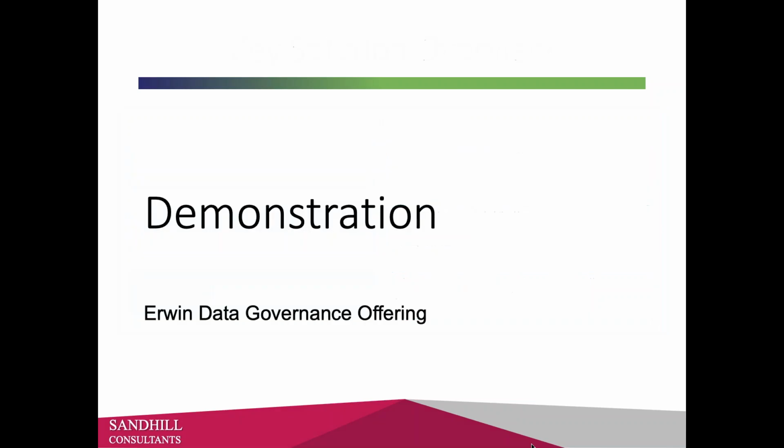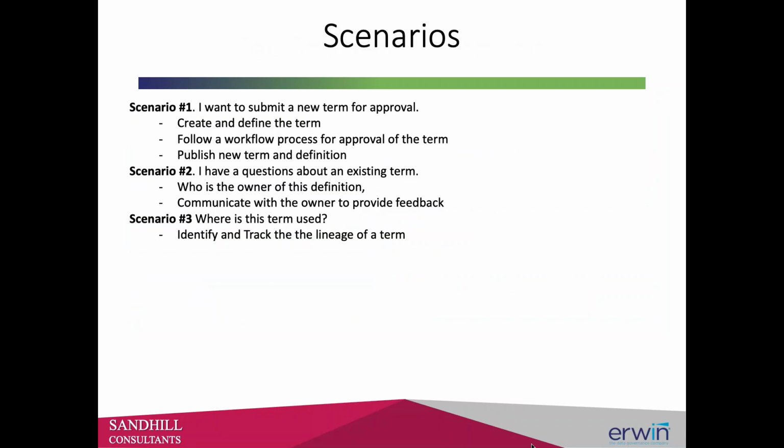So from that, we will jump into the demonstration. When I go into this demonstration, there's a couple of different scenarios I'm going to take a look at. The first one is submitting a new term for approval. How does that work? What's the workflow that I am going to follow for this new term, this publication of this term? Secondly, I have questions about an existing term. Who owns this term? How do I communicate with the owner to provide some feedback? And lastly, where can I find this term? Where in what system or systems might this term be used? So that's what I'm going to do right now.